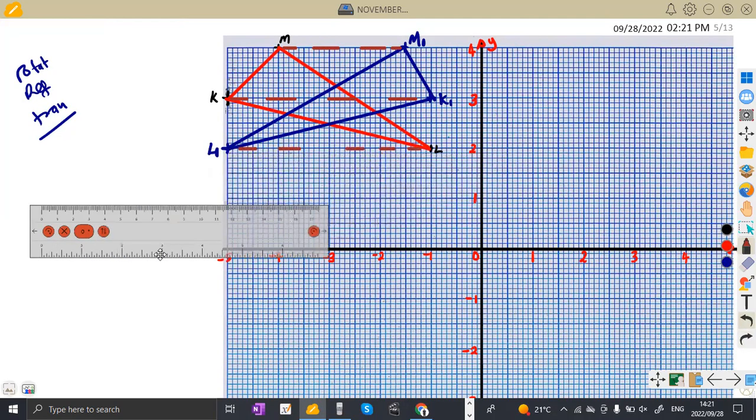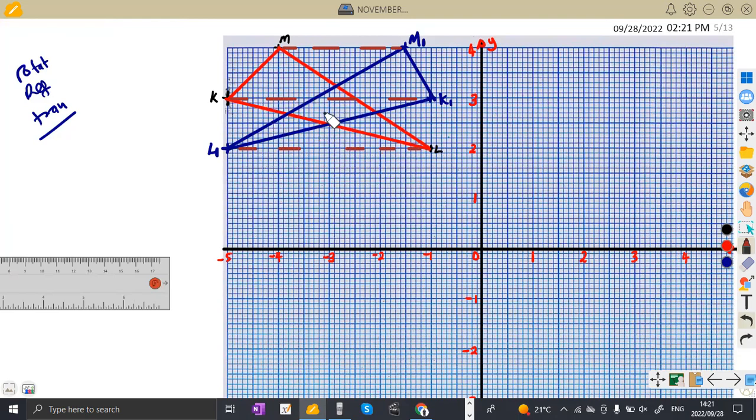So what are you having at the end? These are parallel lines which are being produced, but they are not of equal length. K to K1 and L to L1 are the same, but look at this distance from M to M1. It's not the same as K to K1. So that means rotation is no longer there, because under rotation, the lines have to cross. Translation is no longer there, because under translation, you would have parallel lines of equal length. So you are left with reflection.